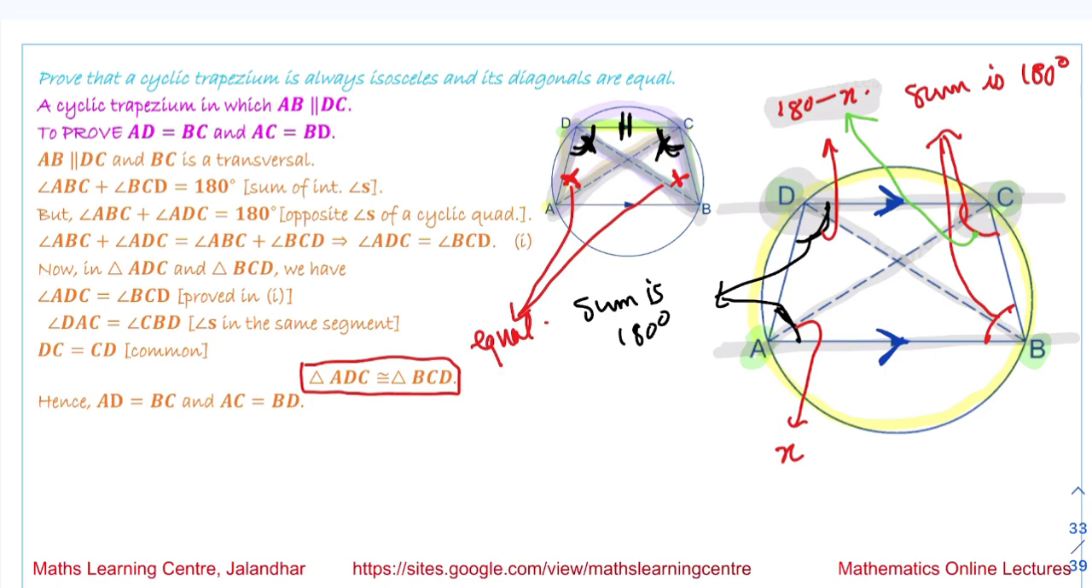So this proves that the trapezium that was given to us, that was a cyclic trapezium, is always isosceles. Isosceles means this side AD and this side BC are equal to each other. And the second thing we have is that the diagonals are equal, because AC and BD are also equal.